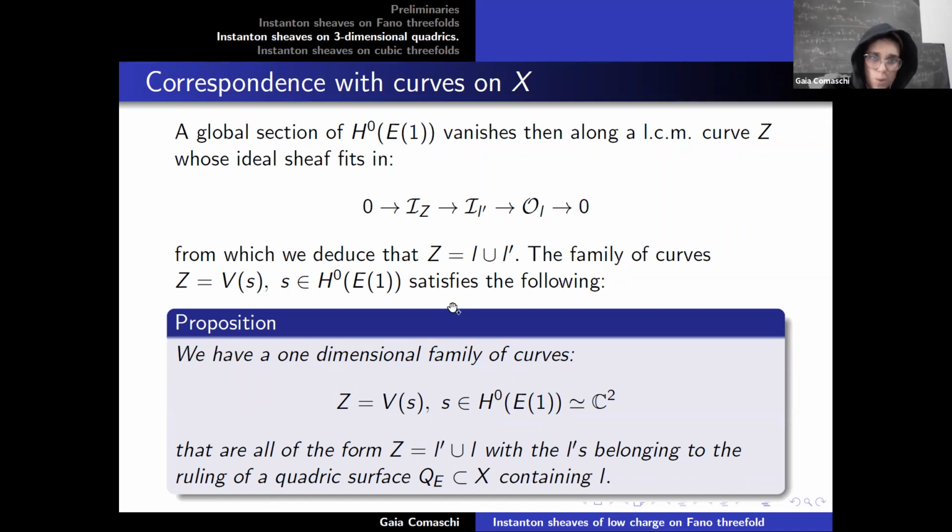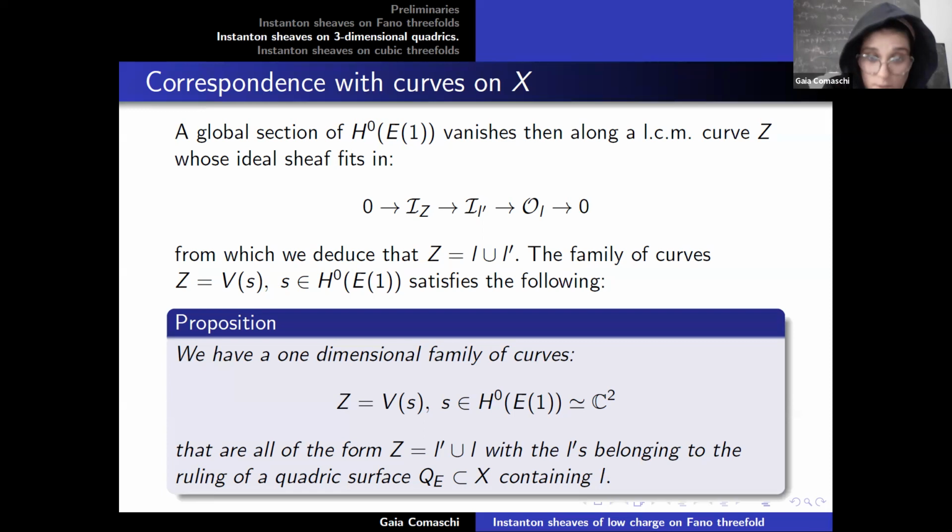So when E is a non-locally free sheaf, an instanton sheaf of charge 2, then the family of curves that are zero loci of global sections of the twist of E by 1 is a one-dimensional family of curves of the form L' union L, with L' that varies in a ruling of the same quadric surface containing L.